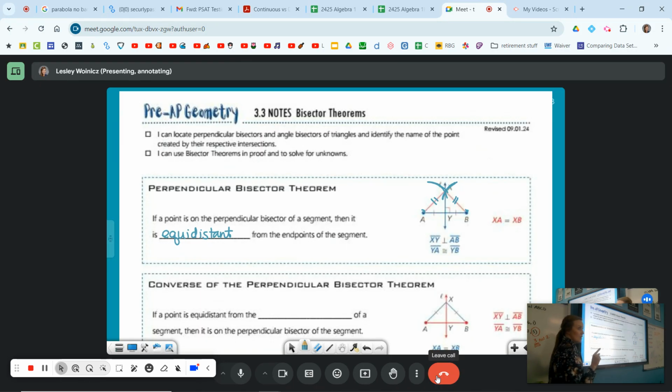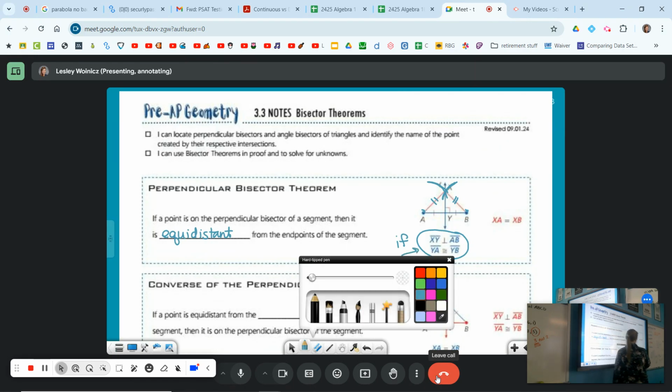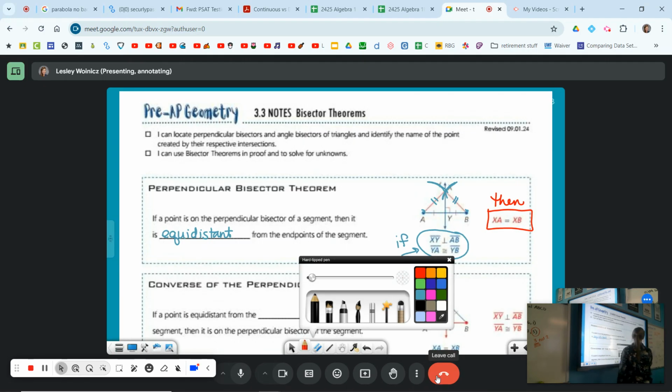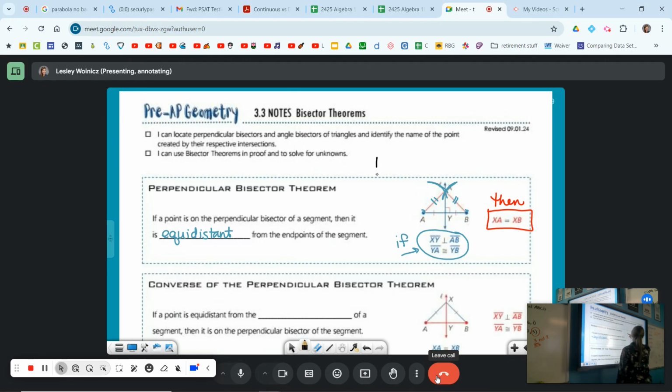Okay, so here's your if-then. You see this part right here in blue? If I meet these conditions, then I can conclude that information. So what if my picture looked like this?